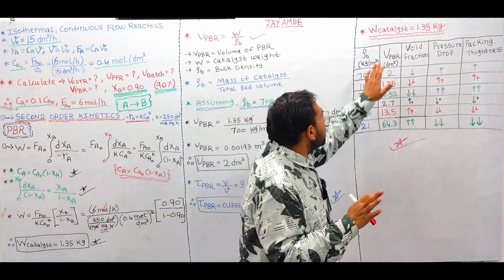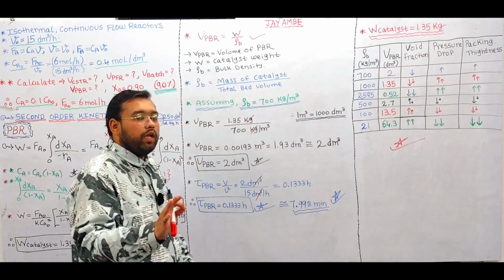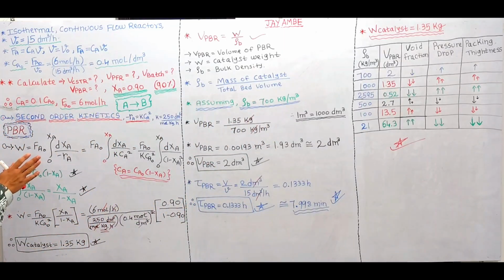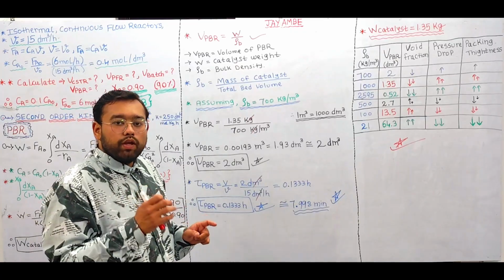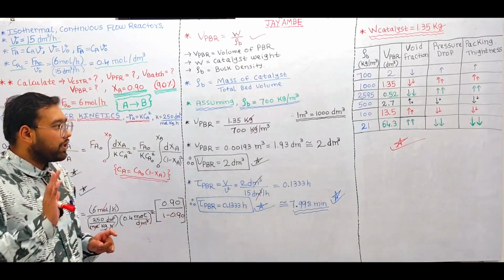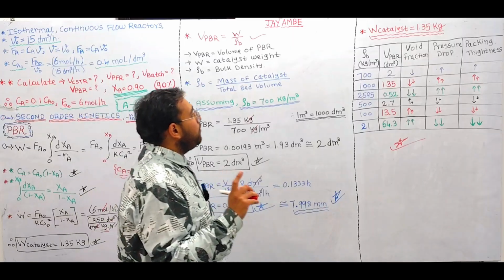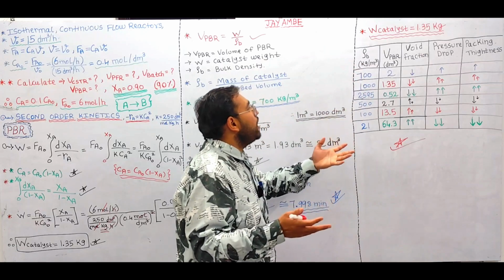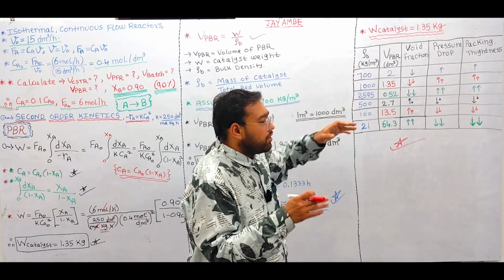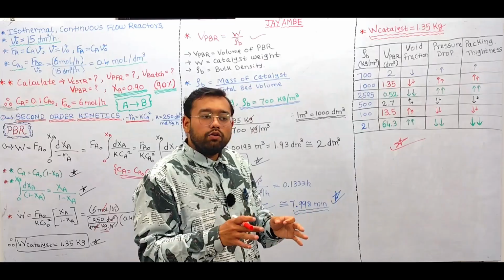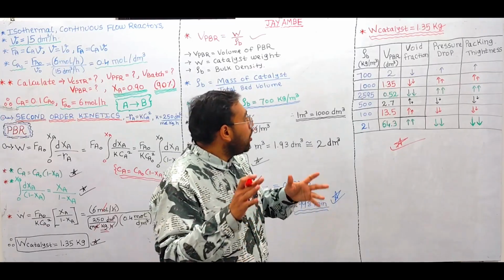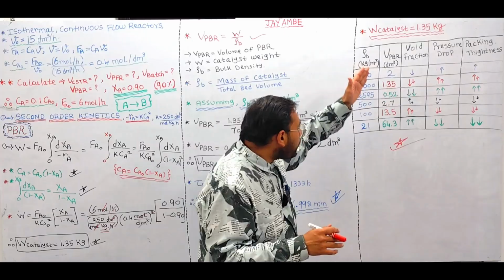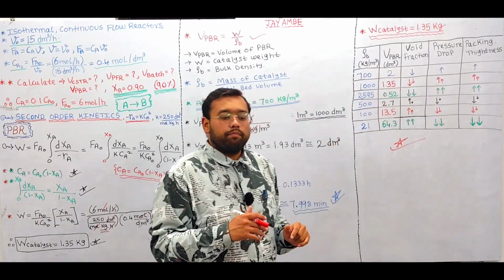So let's say, remember, here we are keeping the weight of the catalyst the same, right? For each and every case, we keep the weight of the catalyst as 1.35 kg, right? Because the weight of the catalyst we have calculated by using the performance equation of the packed bed reactor, right? So due to those reasons, we'll keep the weight of the catalyst constant. Okay, now what if we change the bulk density? So we are here trying to see the effect of change in bulk density over the volume of the packed bed reactor, the void fraction, pressure drop, and packing tightness, right?